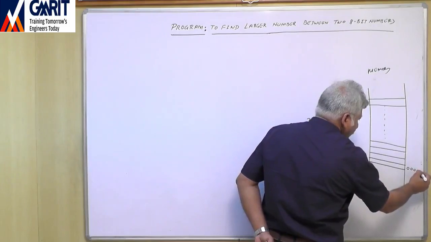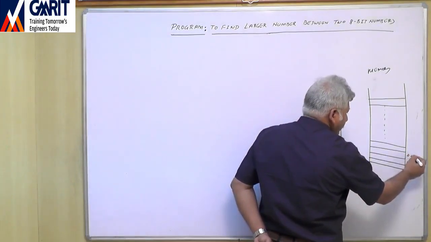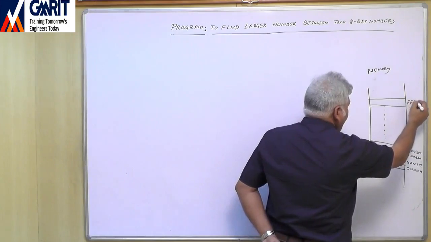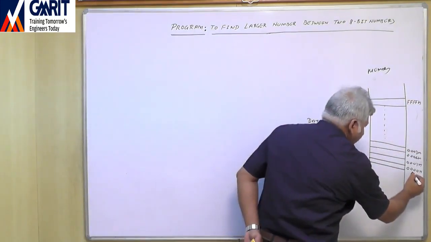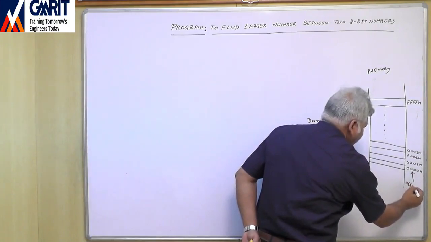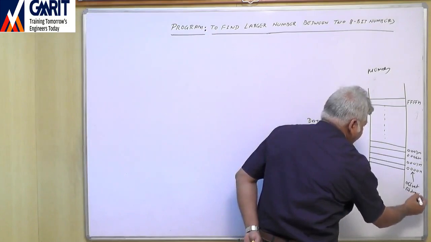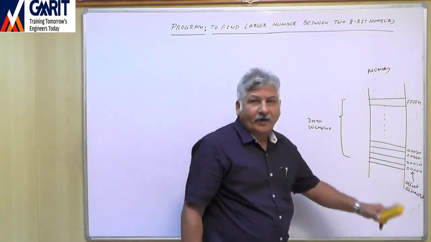and it is like this: 0000H, 0001H, 0002H, 0003H, like this up to FFFFH. So these are the offset addresses of various locations of the data segment.